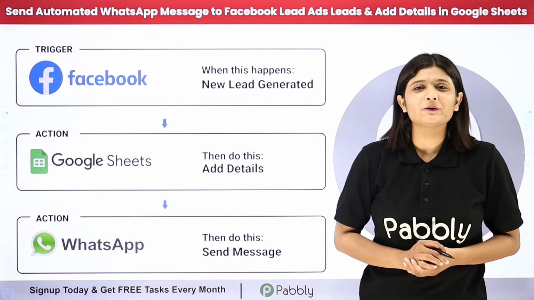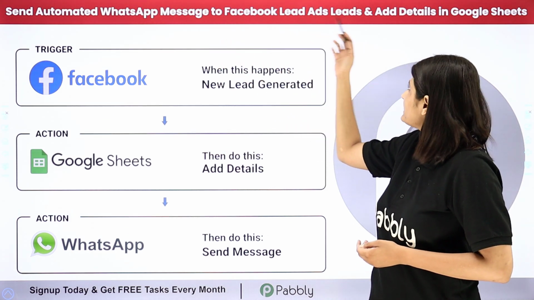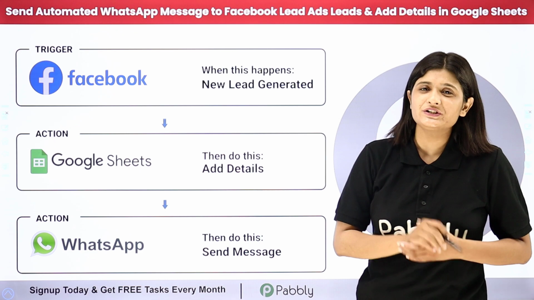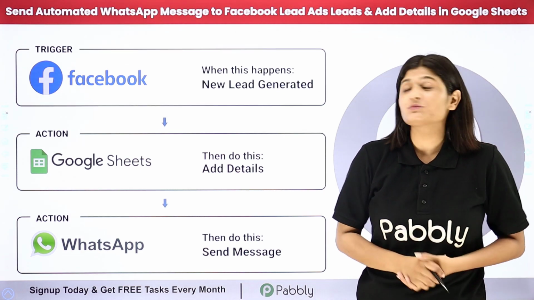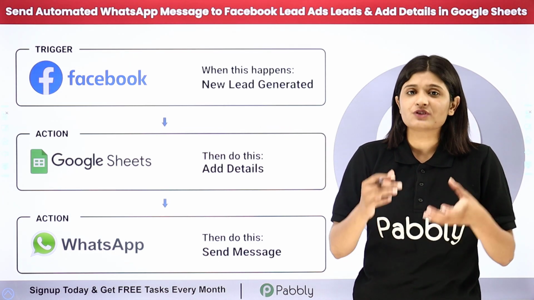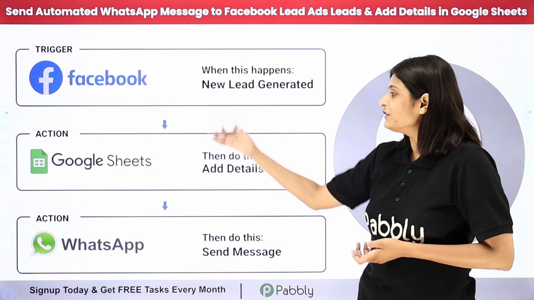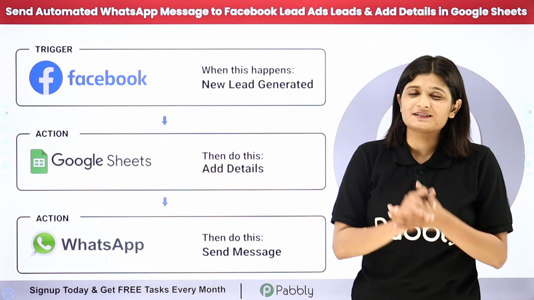So in this video we are going to learn how to send automatic WhatsApp message to Facebook lead ads leads and add details in Google Sheets. So let's suppose I am running a fitness center and promoting this with the help of Facebook lead ads. Now I want that whenever a new lead is generated, it is automatically added to my Google Sheets and the WhatsApp message is automatically sent to all my customers.